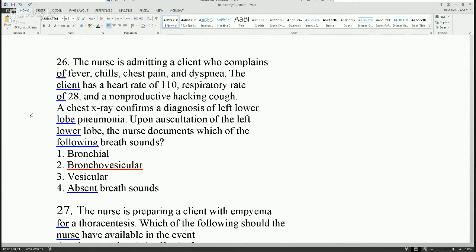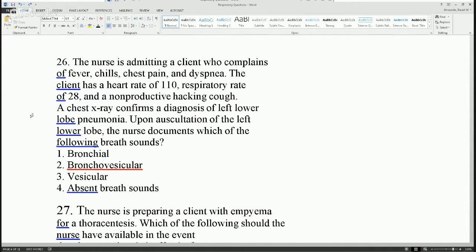Well, it can actually be several things, but I'm going to say absent breath sounds. It is not absent. Okay. Well, then let's go with bronchovesicular. It's bronchial. In the presence of pneumonia, there will be bronchial breath sounds over the areas of consolidation. The client may also have crackles in the affected side as a result of fluid.